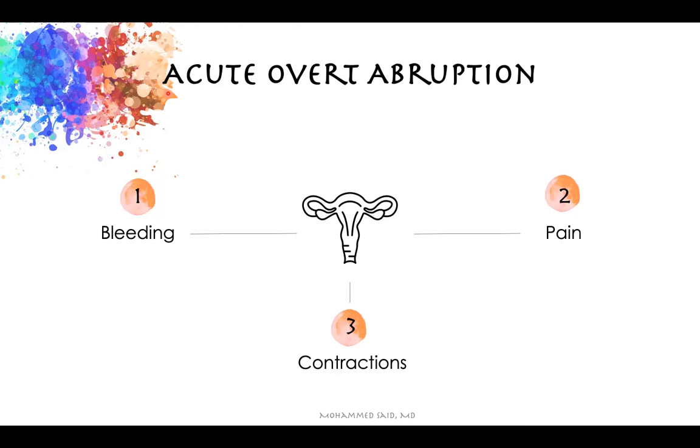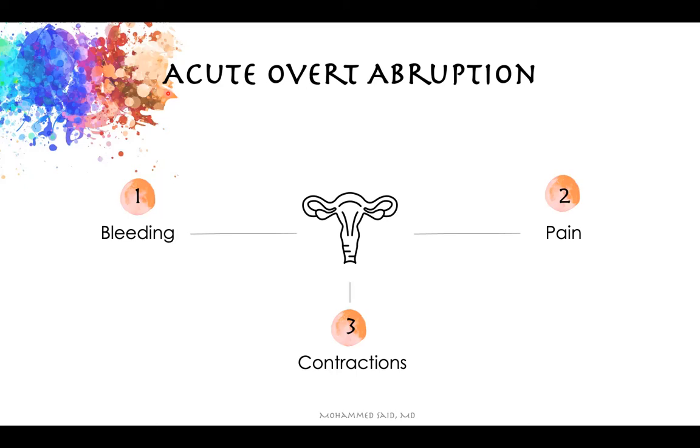So let's talk first about the bleeding. You can have mild bleeding, you can have severe bleeding, but mild bleeding does not mean that you have a mild abruption, and severe bleeding does not mean that you have a more severe abruption than the mild one. The patient can present with mild vaginal bleeding, and then there's a lot of blood collected behind the placenta inside and it's not showing. So this is a severe abruption with mild vaginal bleeding.